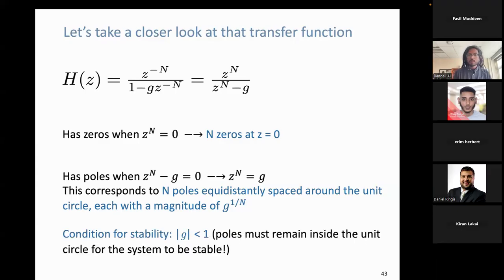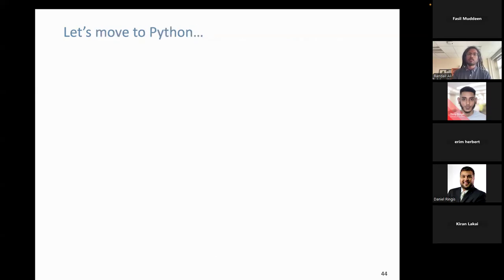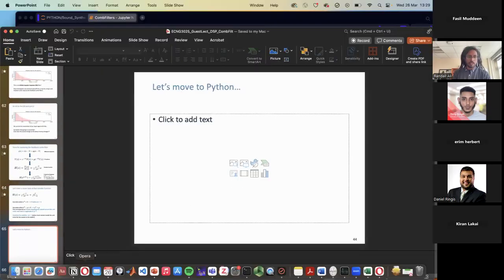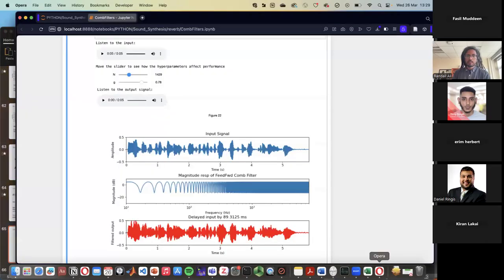And those are important because, as you know, depending on where these poles are, you have problems with stability. And I'll show you what that looks like. And so the condition for stability is that the magnitude of g needs to always be less than 1. So you need to make sure that these poles are always inside the unit circle to make sure that the system is stable here. So let me show you this quickly in Python so you can see.